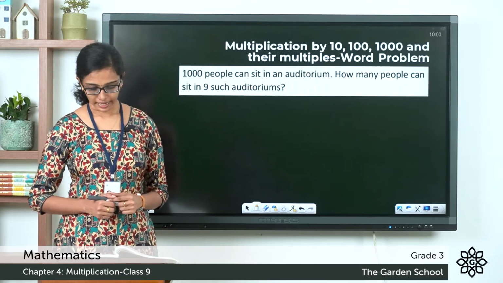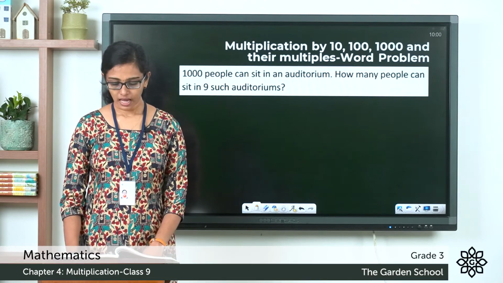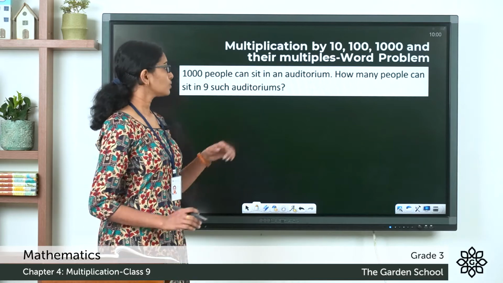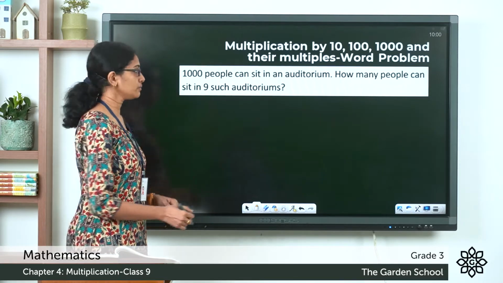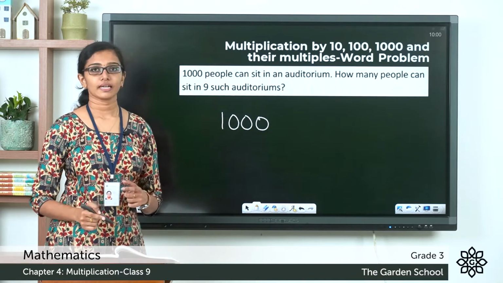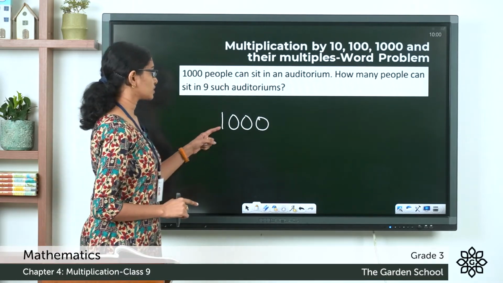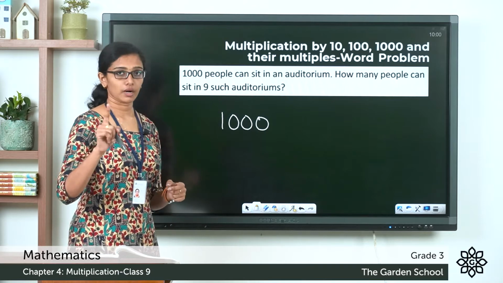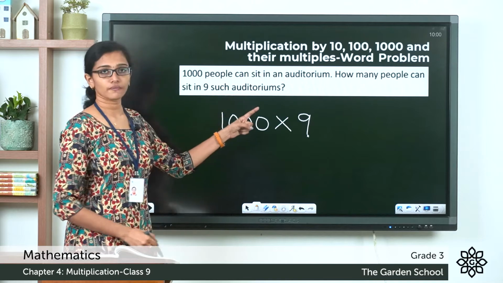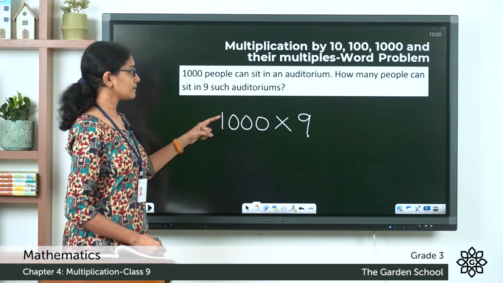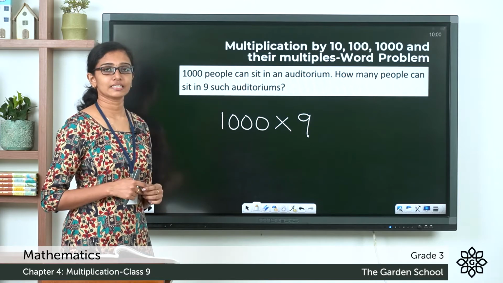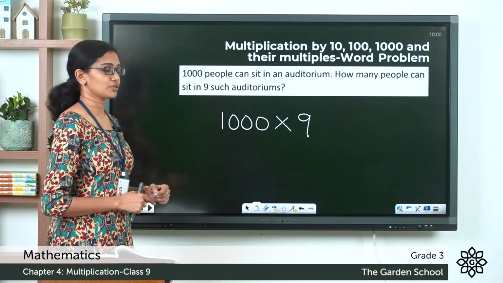Now, we'll see one more question. 1000 people can sit in an auditorium. How many people can sit in 9 such auditoriums? So, if in one auditorium 1000 people can be seated, what if there are 9 such auditoriums? So, this is the number of people that can sit in one auditorium and that multiplied by the number of auditoriums, which is equal to 9.